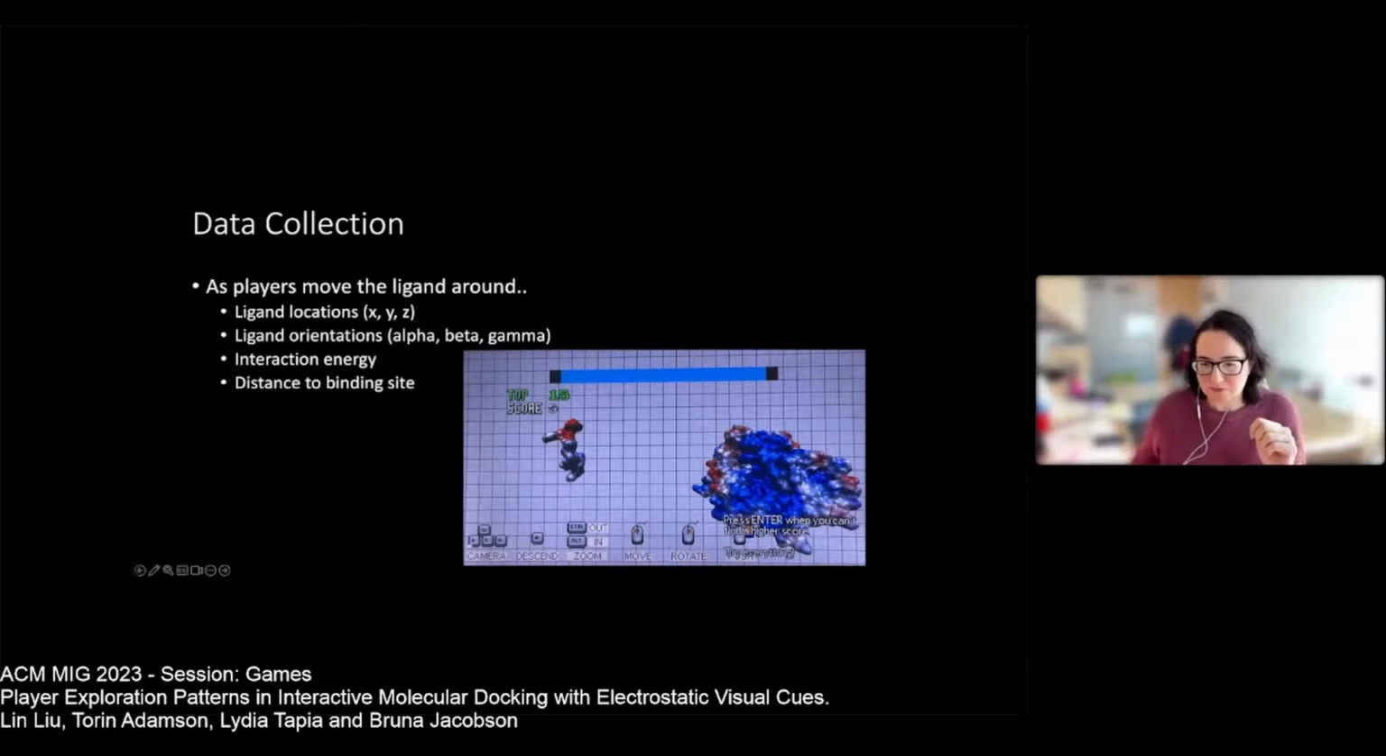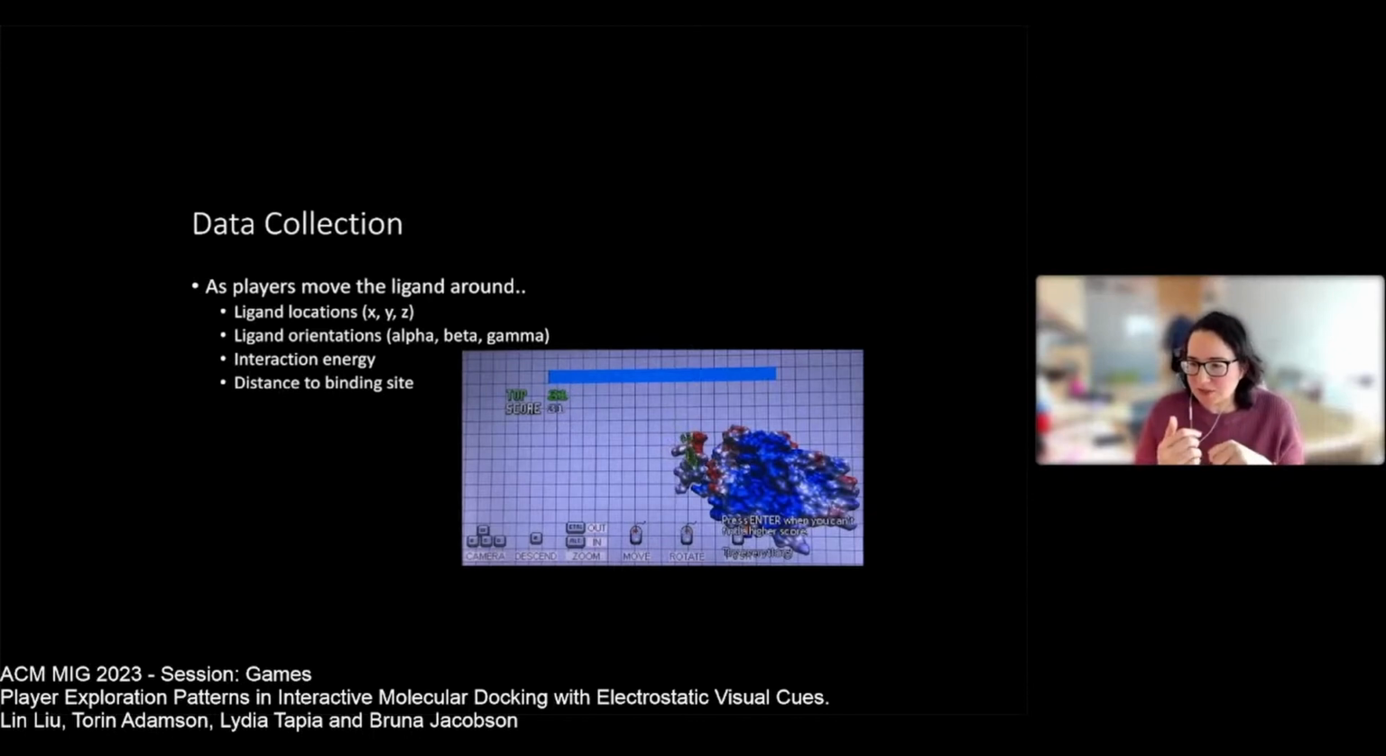So here's an example of gameplay. We have the user starting at some position, and as they get closer, they get to a more negative energy, so the score starts adding up quickly, and then they collide, and then they try to correct that and rotate the molecule a little bit.